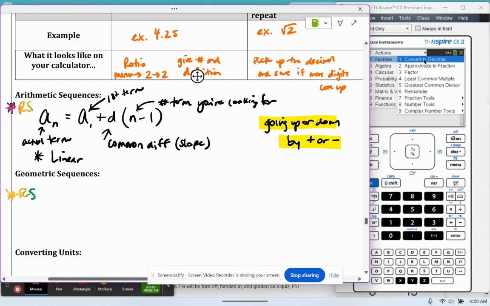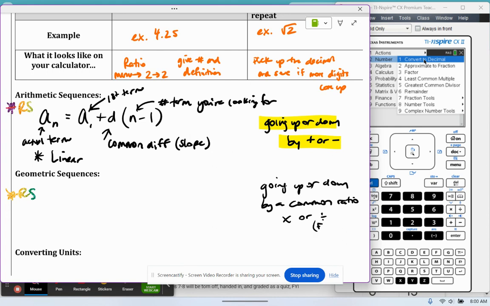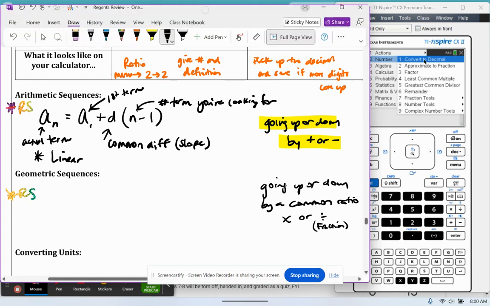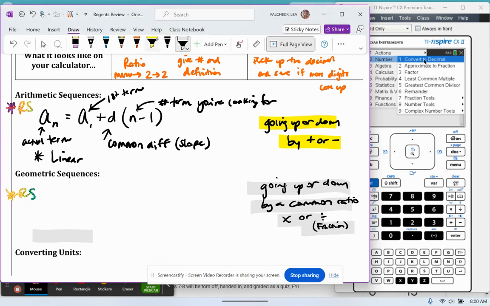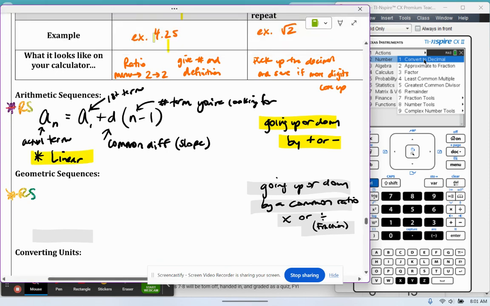Geometric sequence, a geometric sequence. This is going up or down by a common ratio. That means it's going to be times or divide, but you can't do divide, just write fraction. Why? Because the base of the exponent is called a multiplier. You must be multiplying, you can't divide. In order to simulate division with multiplication, you multiply by a fraction. This is similar to an exponential function.